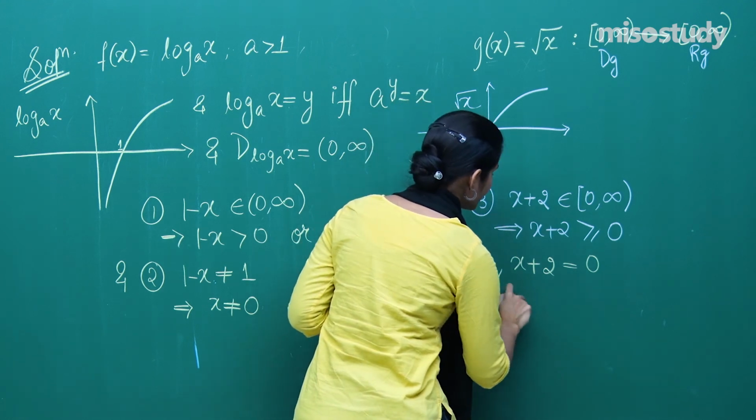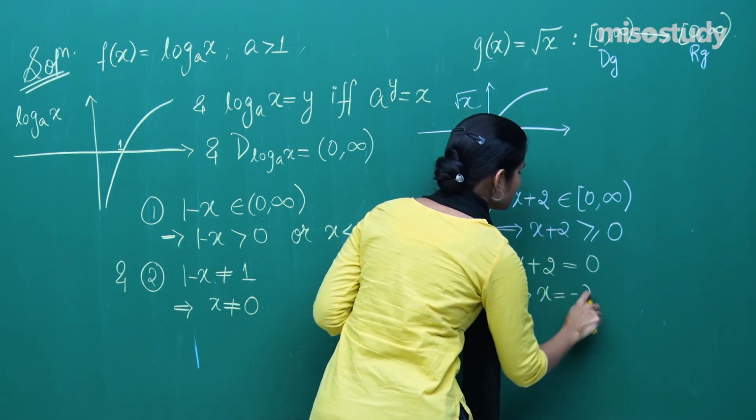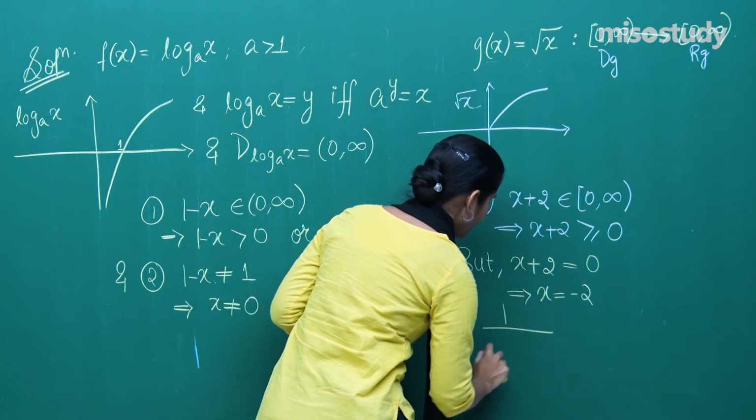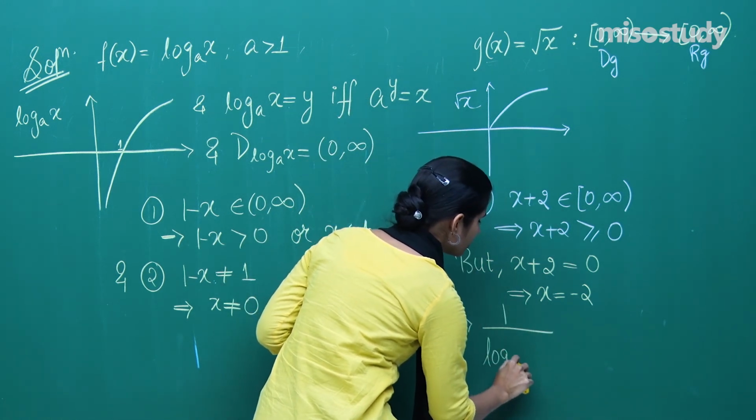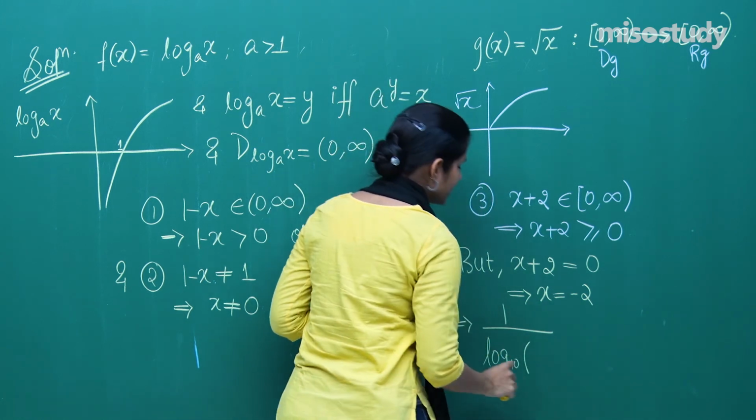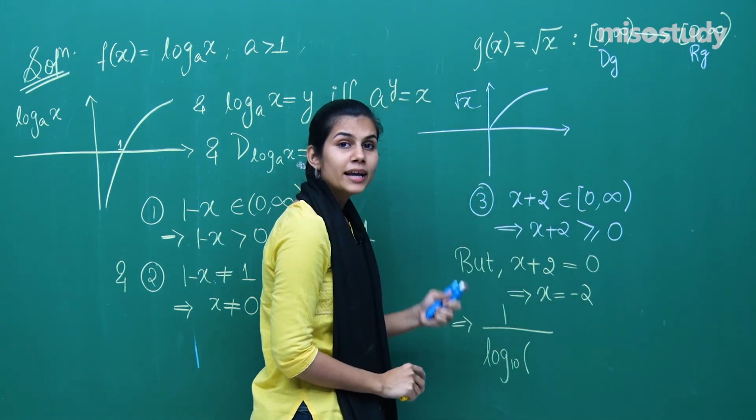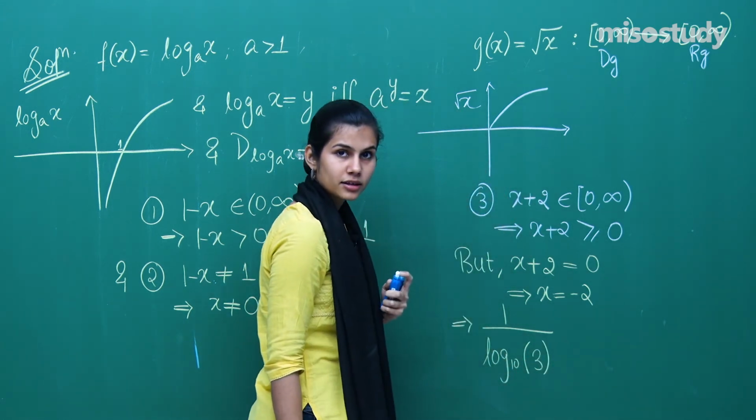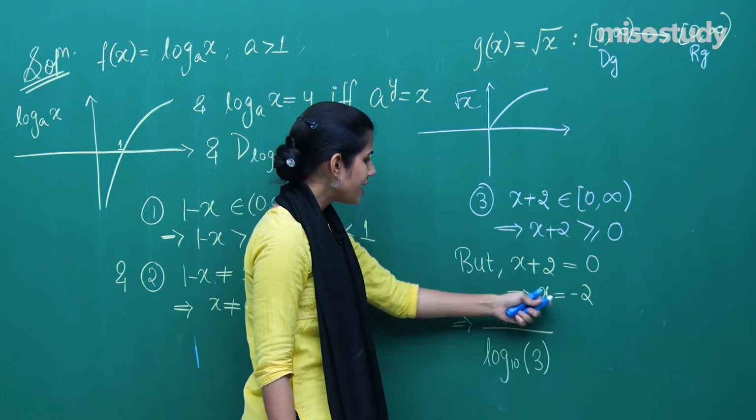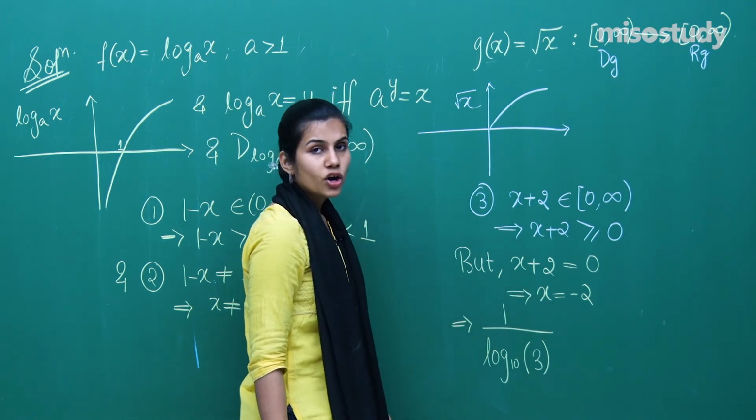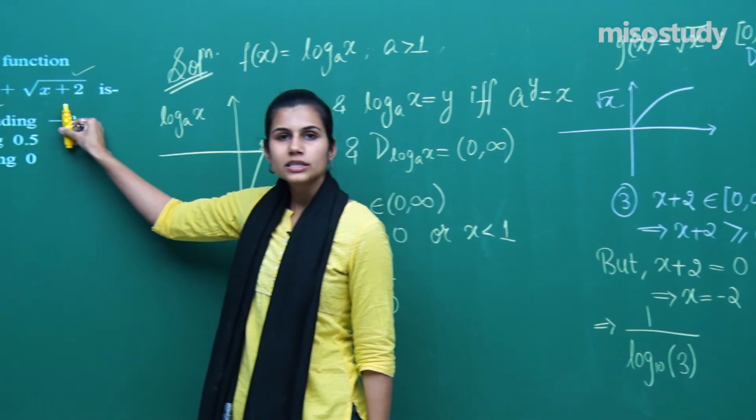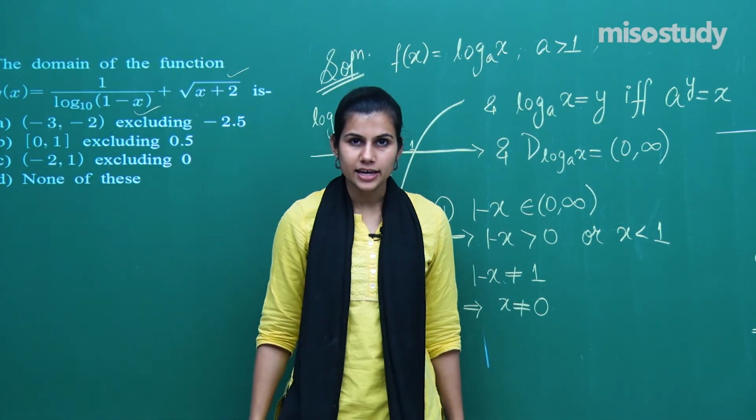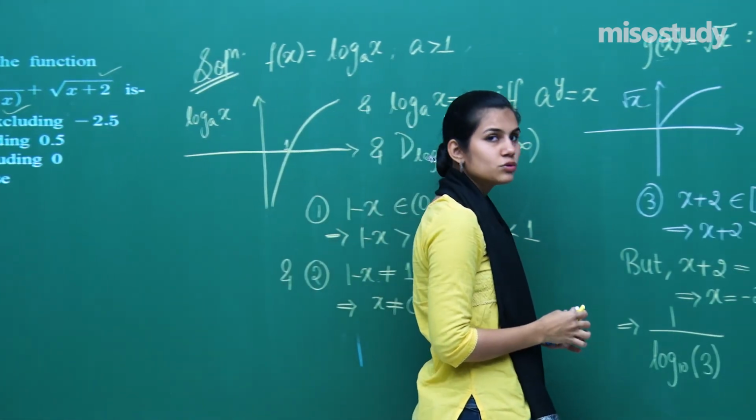But what happens if x plus 2 is equal to 0? If x plus 2 is equal to 0, this implies x is minus 2, which implies the first part of the function, 1 upon log to the base 10 of 1 minus x, happens to be 1 minus minus 2, which is 3. So this is what you will get if x turns out to be minus 2. Over here you will get under root 0 and over here you will get 1 upon log 3 to the base 10.